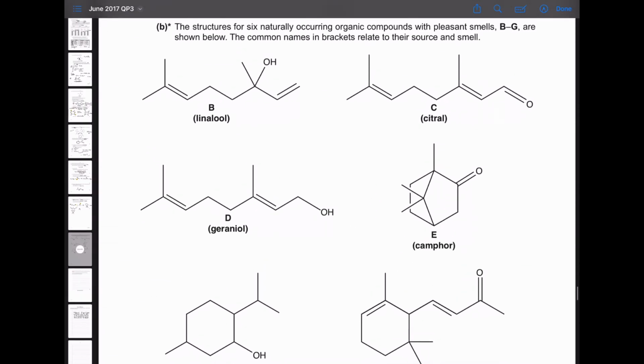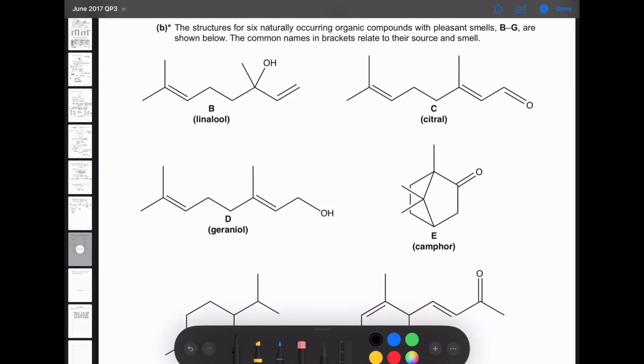So, first of all, what are we going to do? We're going to see what functional groups we've got. So on B, we've got C1C, and we've got a tertiary alcohol. On C, we've got C1C, and we've got an aldehyde.